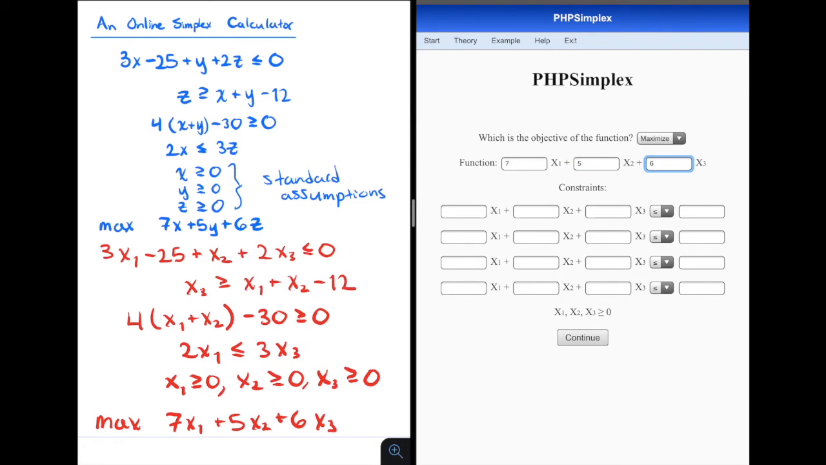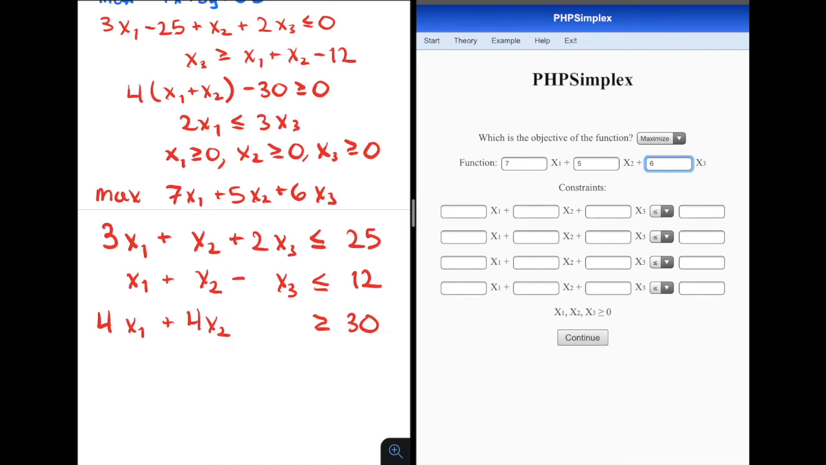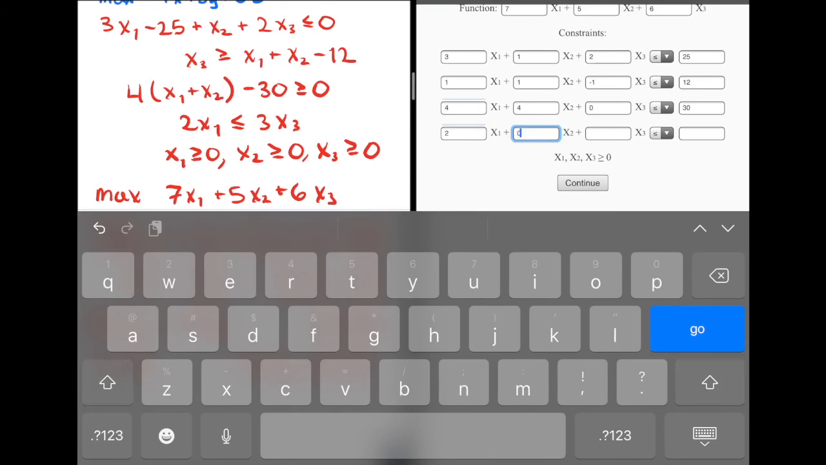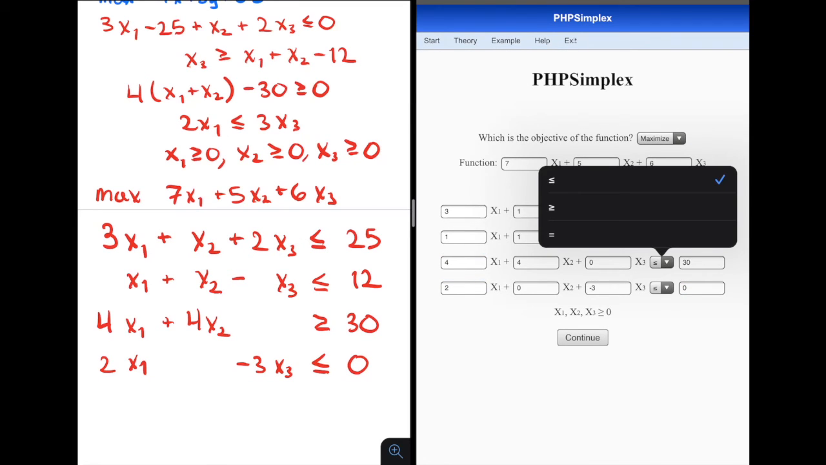The next thing that we might notice is that there's a much more structured arrangement of their constraints. Because our constraints are not currently ordered in the same fashion, I'll do that now. At this point, we can enter our constraints. You might need to change the direction of the inequality.